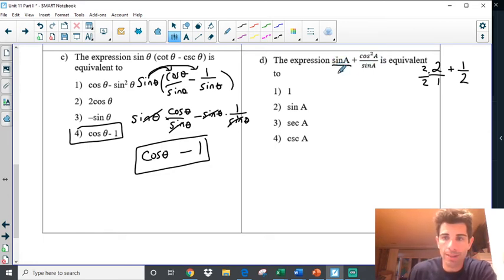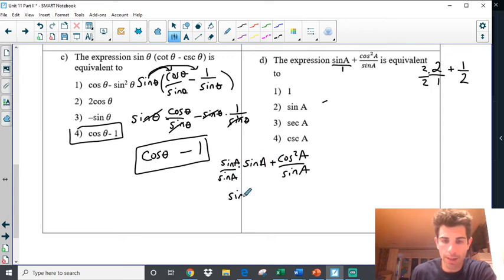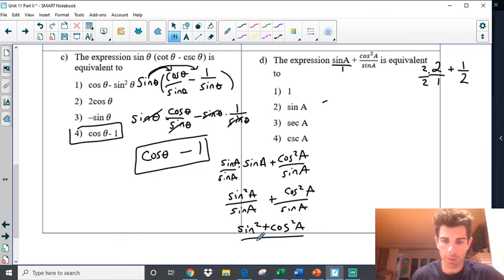So what I would say is, all right, I need to get a sine A in the denominator. So what you could do, let's write it over here so my face doesn't block you. Sine A plus cosine squared A over sine A. I would multiply this side by sine A. And then sine A times sine A is sine squared A over sine A plus cosine squared A over sine A. Now they have the same denominator, so I can now put it together and express it as one single fraction.